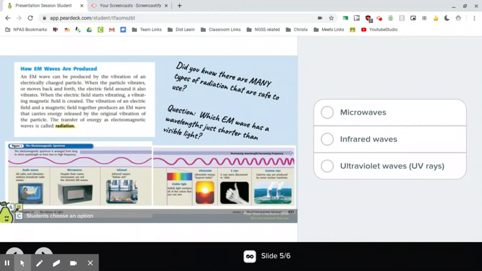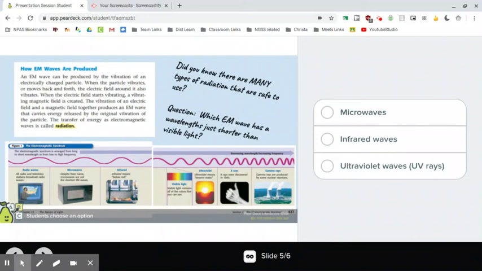An EM wave can be produced by the vibration of an electrically charged particle. When the particle vibrates or moves back and forth, the electric field around it also vibrates. When the electric field starts vibrating, a vibrating magnetic field is created. The vibration of an electric field and a magnetic field together produces an EM wave that carries energy released by the original vibration of the particle. The transfer of energy as electromagnetic waves is called radiation.